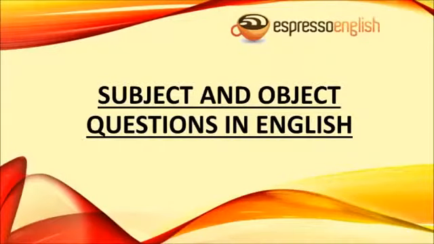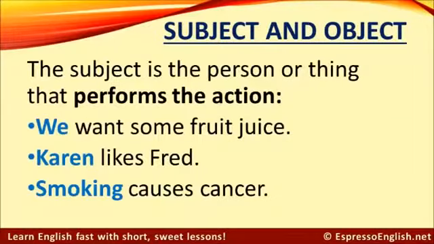Subject and object questions from espressoenglish.net. First, let's review the concept of a subject and an object. The subject is the person or thing that performs the action. For example, we want some fruit juice. The subject is we. Karen likes Fred. The subject is Karen. Smoking causes cancer. The subject is smoking.